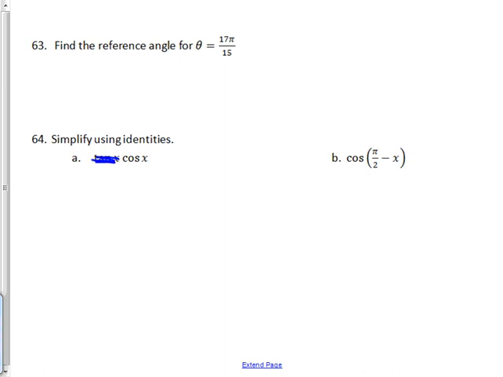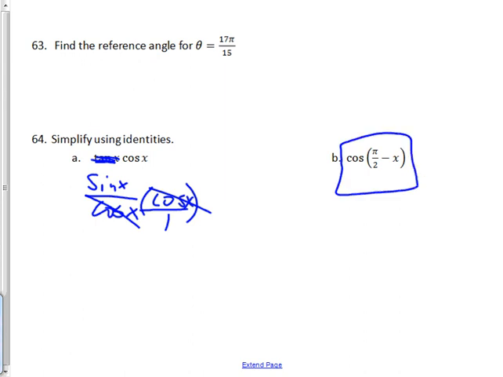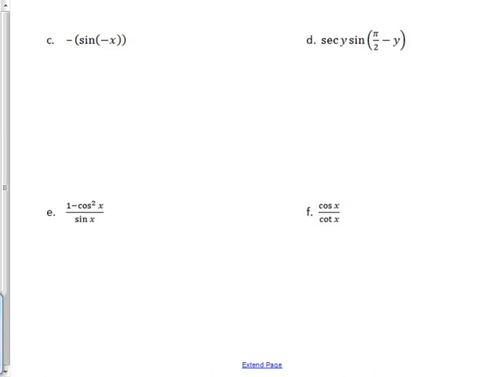Tangent, you could replace with what, for instance? Sine over cosine times cosine. And then I could see, oh, that's over 1, so I can just cancel off my cosines, and I just have sine left. Done. This one, do you recognize it as one of those deals where you would have a co-function? Wouldn't that be sine? In the past, we've used a theta, but it's the same thing. Sine of x. All there is to it. You just got to recognize them.